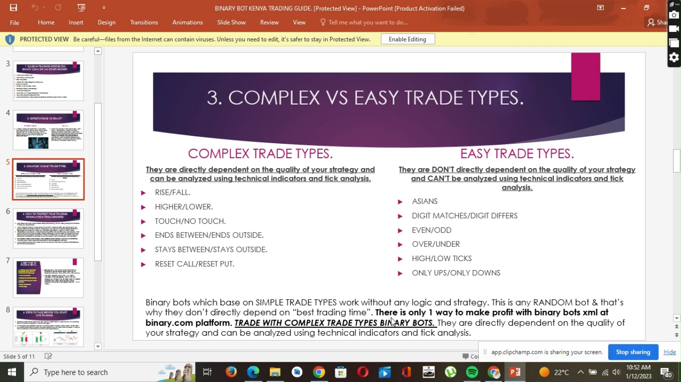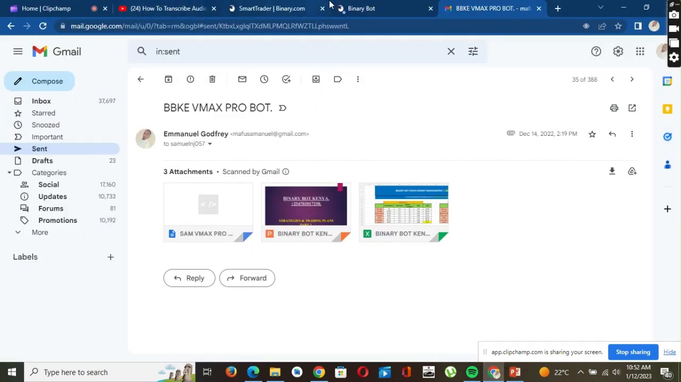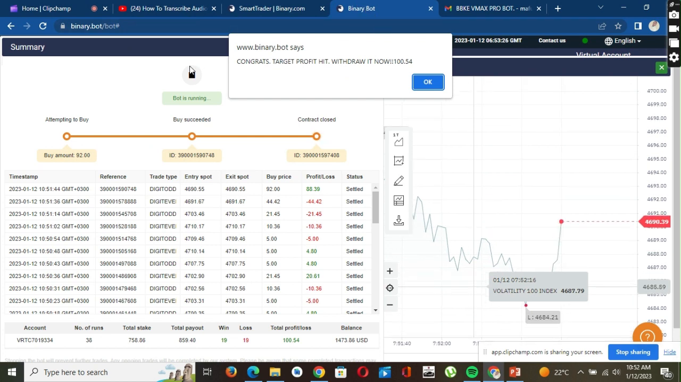Okay, and here they're saying there's only one way to make profit with binary bots and trade with complex trade types on binary bots. Of course, you can make money with these ones. I'm not saying you can't. You can actually hit very big figures with this, but you'll hit bigger figures with these particular trade types. Okay, so that's one of the things that you'll be able to know from trading.